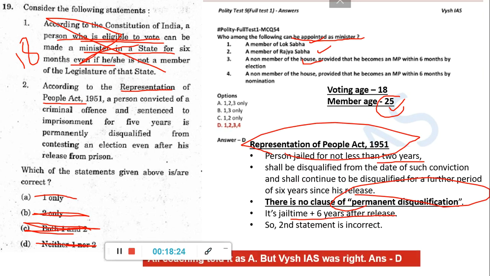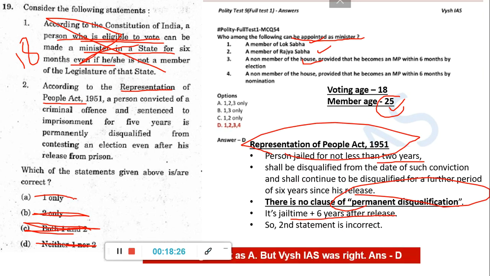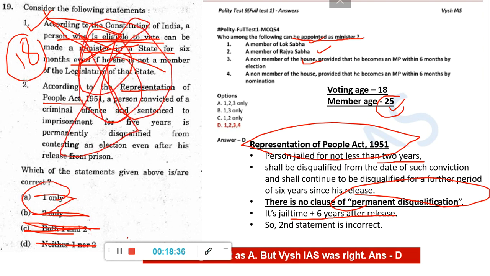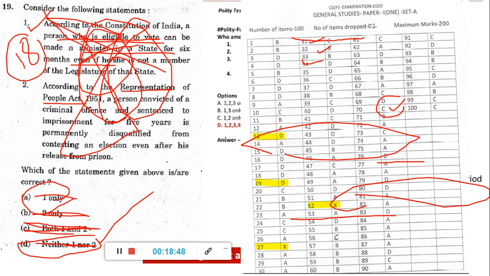Here everyone was telling the answer as A because they said the Constitution doesn't mention this 18 years and all, so 1 should be true. That is what the coaching institutes told, but that is wrong. Both 1 and 2 are wrong, and the answer is D, neither 1 nor 2. By mistake I struck this at the start of the question. So the answer is D. Again, if we go and check the question, it is 19 D.